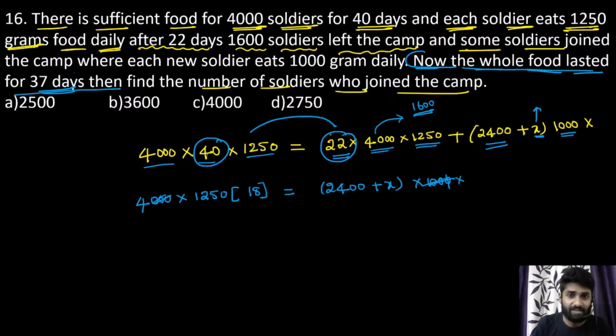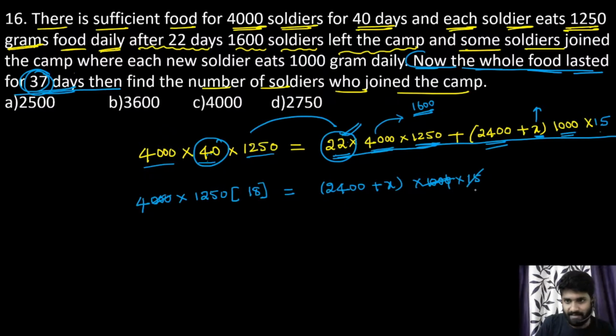Now the whole food lasted for 37 days. It means 22 days are already completed, because they planned for 40. So the remaining value becomes 15, guys. Sorry, I took a wrong value. The entire planning is 40, but because of the changes the whole food lasted for 37. So for the first 22 days, full strength with full consumption, and for the remaining 15 days, fewer soldiers with less consumption. You can take it as 15, not 37, guys, because they planned for 40. So that is 15. Now we can cancel. Okay.